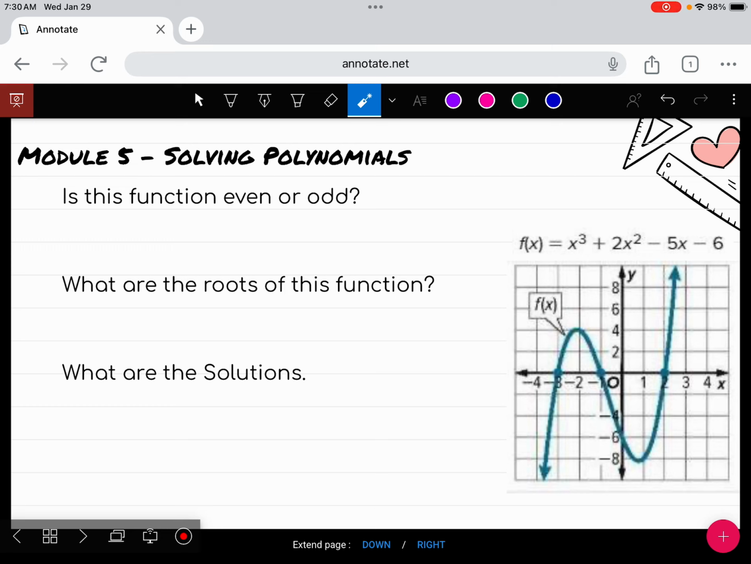So our chapter 4 was called polynomial expressions. Chapter 5 is polynomial equations, which just means we're going to have equal signs in them. So we're going to be looking for solutions. Today we're going to be looking at graphs.